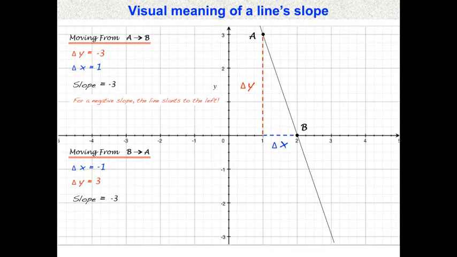And again, remember, for negative slopes, the line slants to the left. So if by chance you ever have a problem where the graph is slanting to the left but the slope is positive, you know something is wrong. It is not right. Either the slope value that you calculated is wrong, or the graph is wrong.